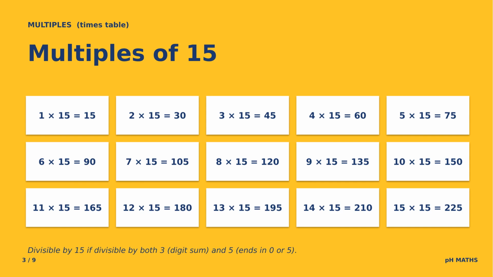Multiples of 15. 15, 30, 45, 60, 75, 90, 105, 120, 135, 150. The divisibility test for 15 combines 2 simpler tests. A number divides by 15 if it's divisible by both 3 and 5. 5 means it ends in a 0 or 5. 3 means the digit sum divides by 3. Both tests at once, fast result. Try 75. Ends in 5. Digit sum 12. 12 divides by 3. Done.